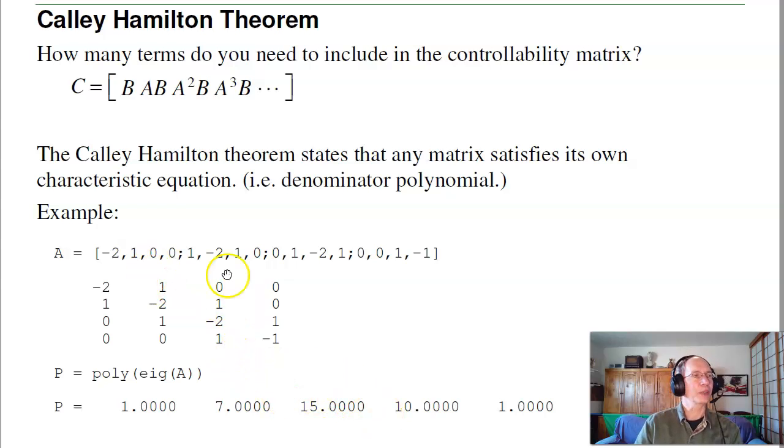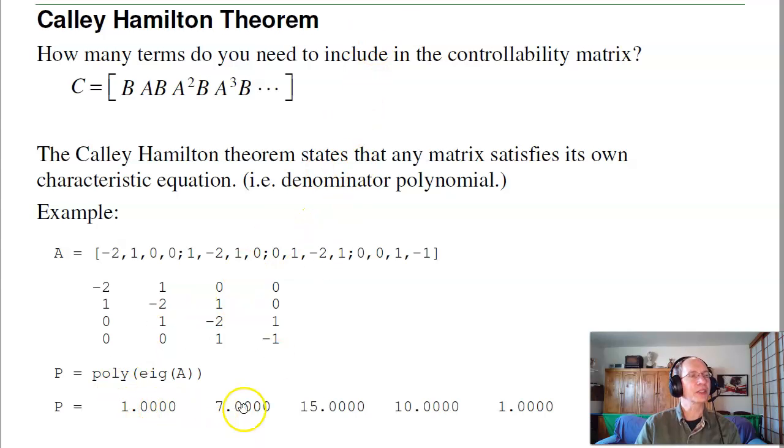For example, here's an A matrix. This is just the 4-stage RC filter from before. If I find its characteristic polynomial, that's the polynomial that has the roots being the eigenvalues of A. There it is: x to the 4th plus 7x cubed plus 15x squared plus 10x plus 1 equals 0.